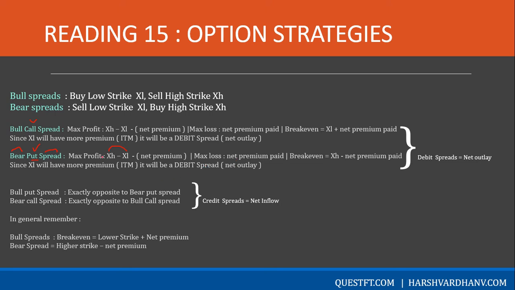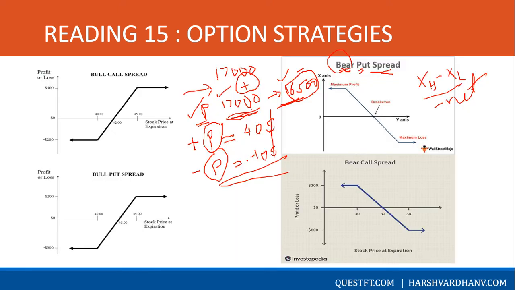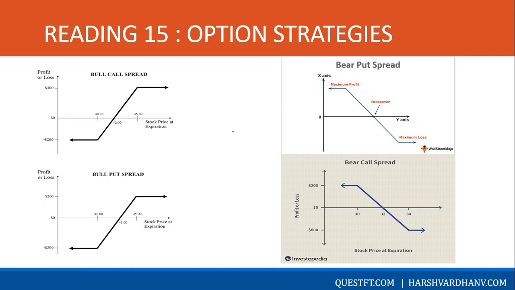That's what we have mentioned over here. Maximum profit is XH minus XL minus the net premium. What could be the maximum loss? That's very interesting. If you just think of it logically, I have bought a put option, and I have a put position sold at 16.5, and this is a 17k.